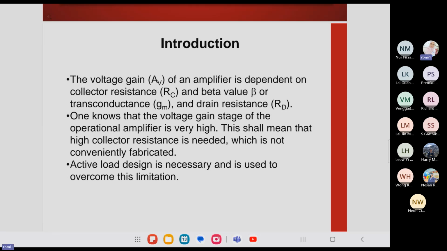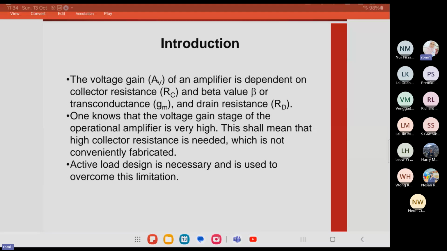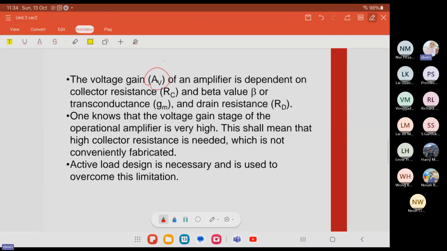Okay, for the voltage gain, we have the AV voltage gain. Voltage gain is equal to V out over V in, basically, of an amplifier. If we use the BJT, it depends on the collector resistance RC and also on the beta value, which comes together with the BJT, the transistor. And if you use the FET, it depends on the transconductance GM and also on the drain resistance RD.